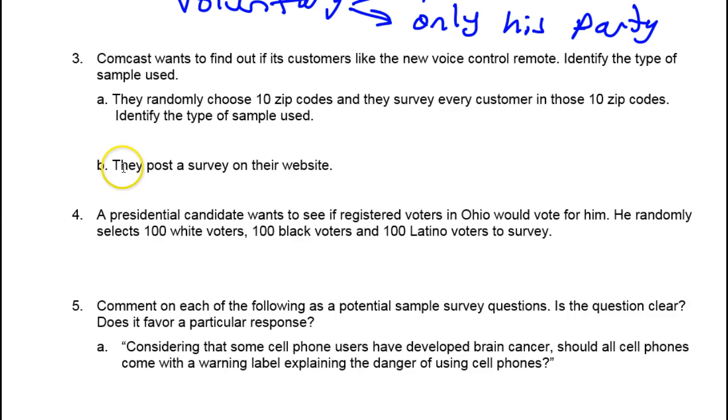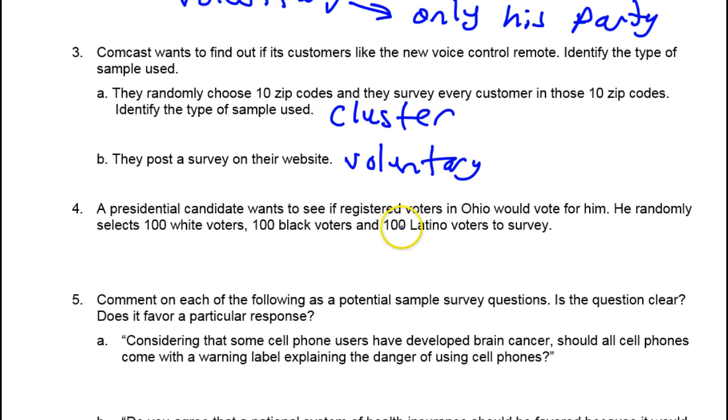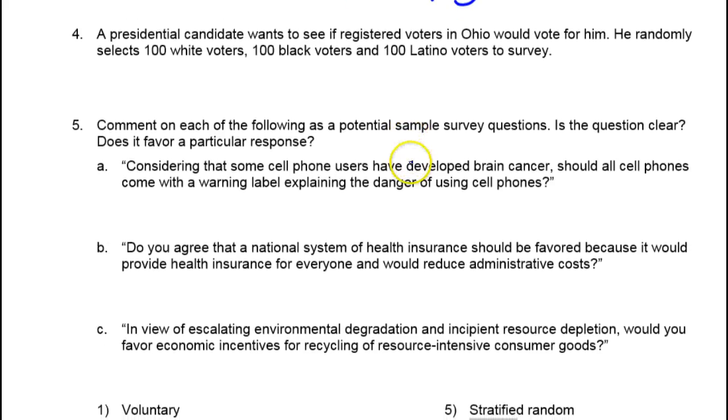Okay, 3B. They post a survey on their website. Okay, well, we're going to have to switch to verbal responses here because we only got like 3.5 minutes left. So if they post a survey on their website, which method is that for sure? That's definitely going to be voluntary. Okay, yeah, website, that's automatically voluntary.